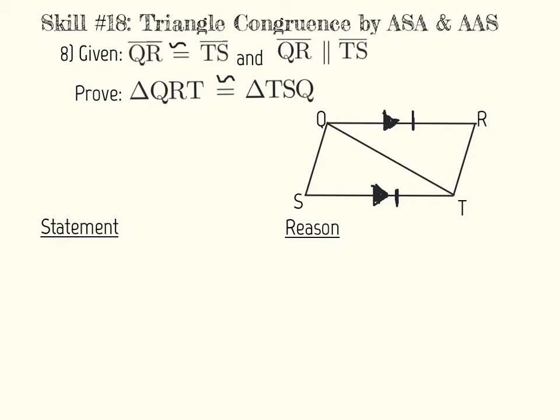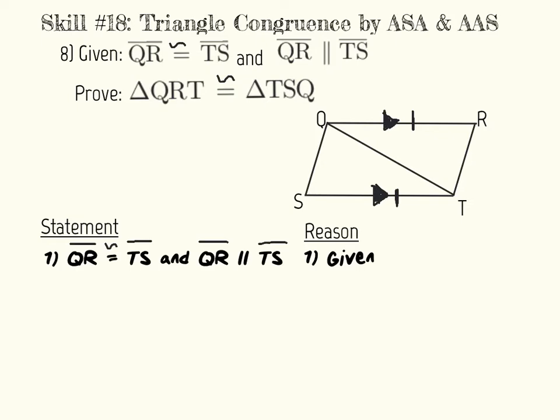Okay, so what I'm going to do first on this one is I'm going to start with what I am given. So my given is segment QR is congruent to segment TS and segment QR is parallel to segment TS, and that's given. And as you can see, it is already marked on the picture.